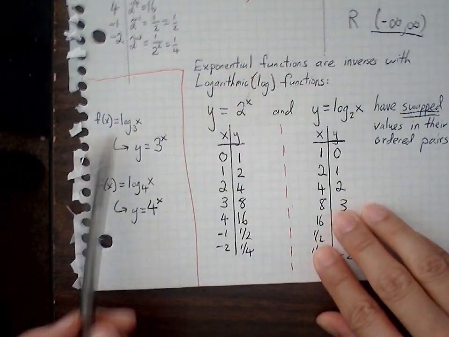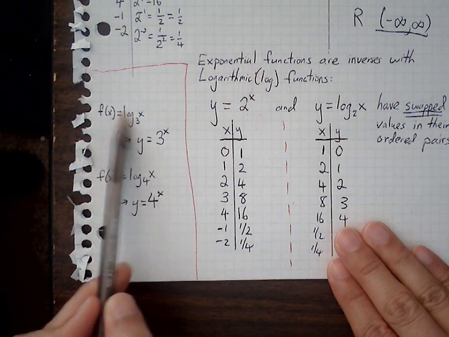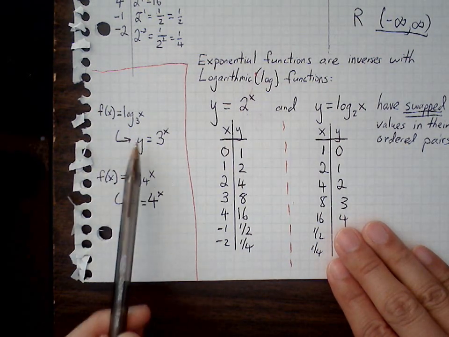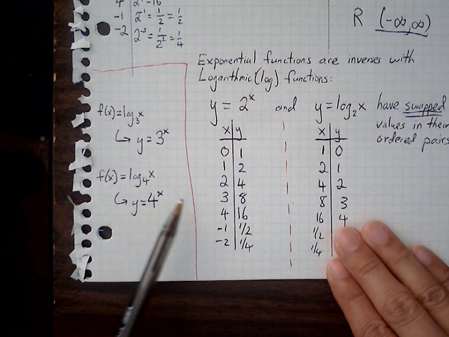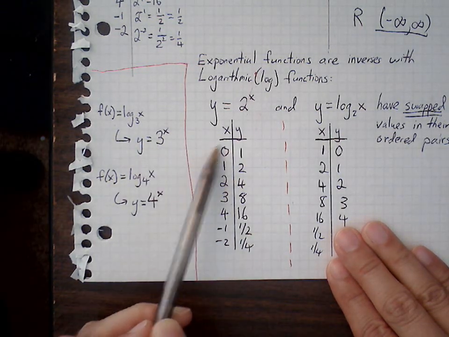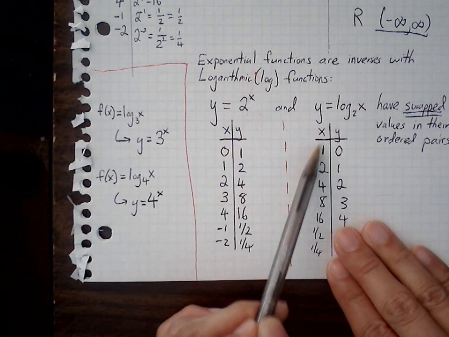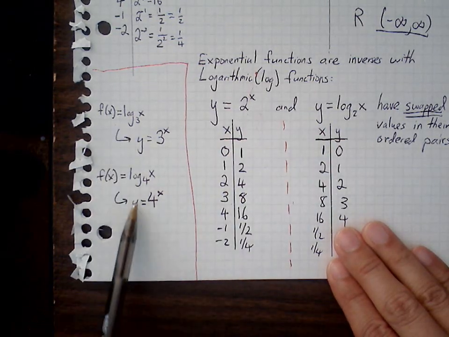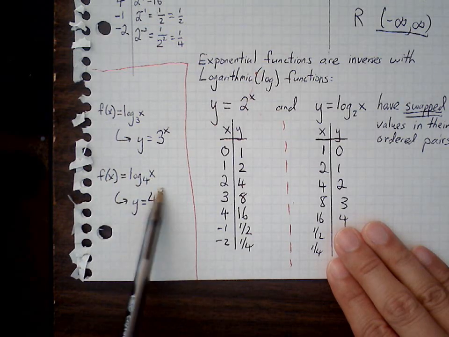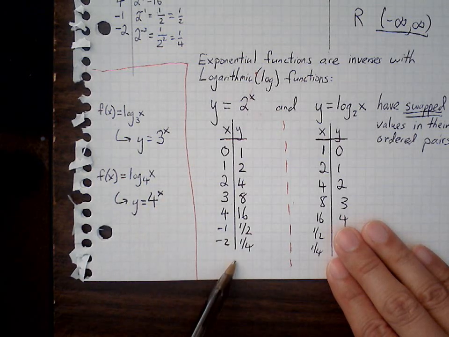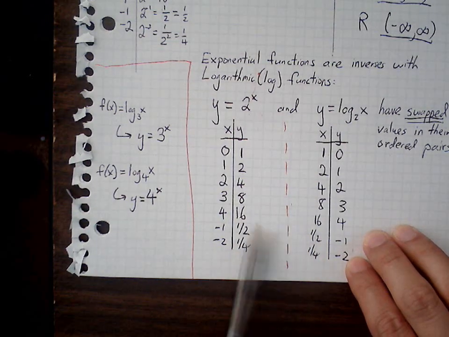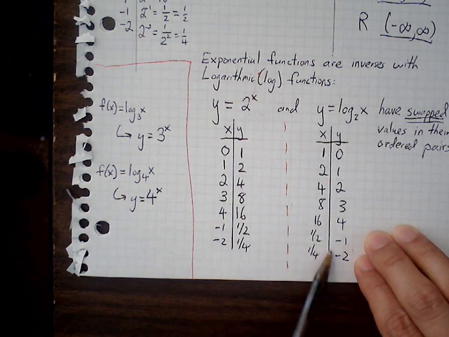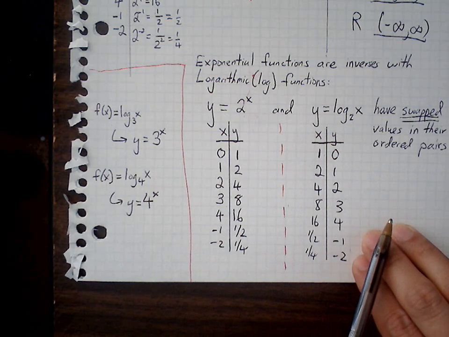You're also having to find ordered pairs for log base 3 of x and log base 4 of x. So my suggestion is think about y equals 3 to the x, create your ordered pairs for 3 to the x, and then you can use that to flip-flop to the true ordered pairs for log base 3 of x. And same thing with log base 4 of x. Create ordered pairs for 4 to the x, which is more straightforward, and once you get that figured out, then you can flip all those numbers to get your log function.